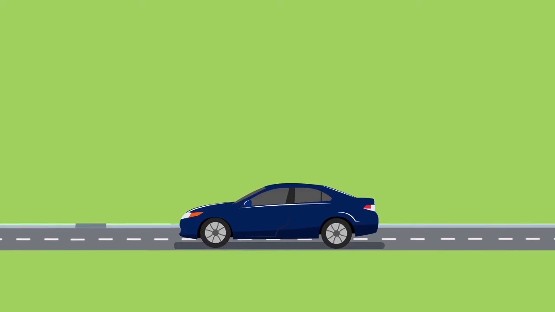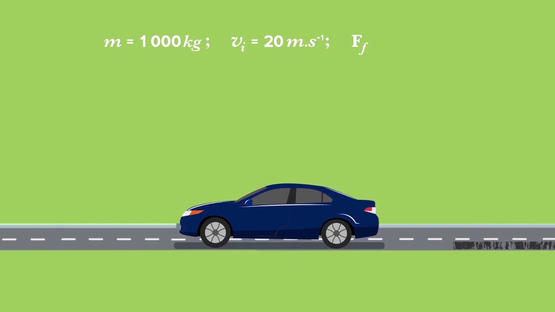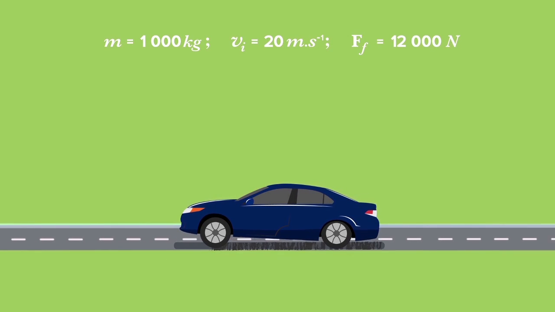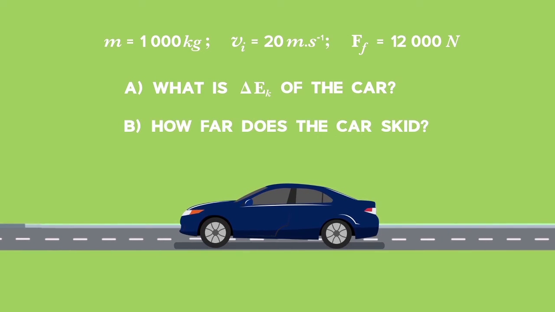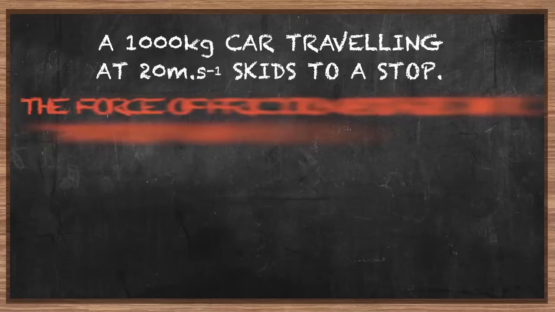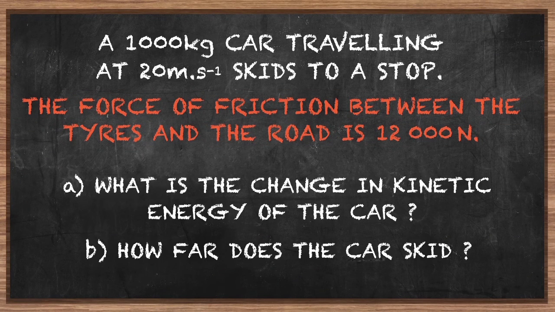Let's try another problem. A 1,000 kilogram car traveling at 20 meters per second skids to a stop. The force of friction between the tires and the road is 12,000 newtons. Part A. What is the change in kinetic energy of the car? Part B. How far does the car skid? Pause the video if you want to solve the problem first for yourself.